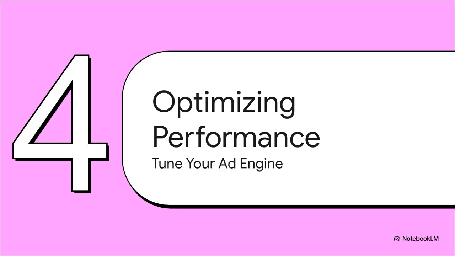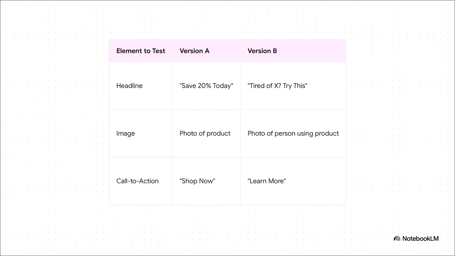Okay, your campaign is live. But wait, the work is not done. Not even close. Now we put on our lab coats, listen to the data, and start making smart adjustments to tune this engine. You have to be scientific about this. If you test everything at once, the headline, the image, the button, and something works, well, you have no idea what it was that worked. Test one thing at a time. That's the only way you'll know for sure what's actually moving the needle.